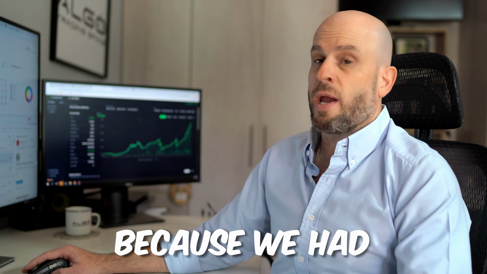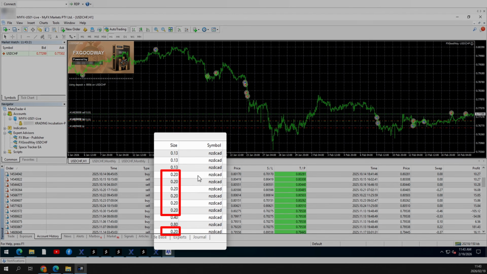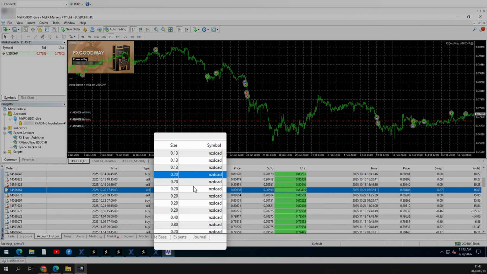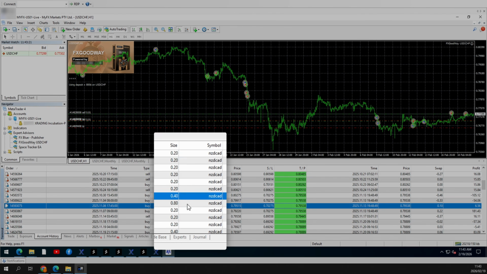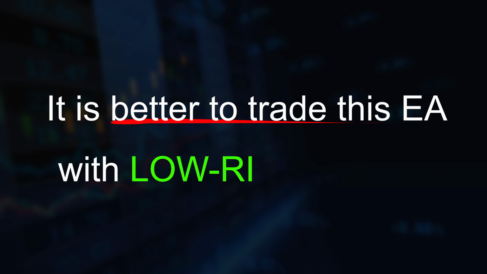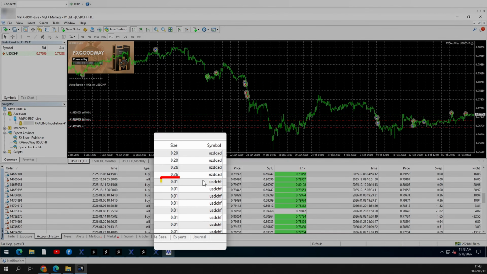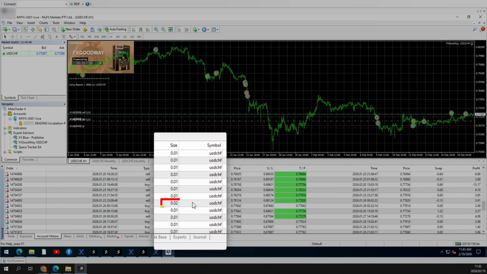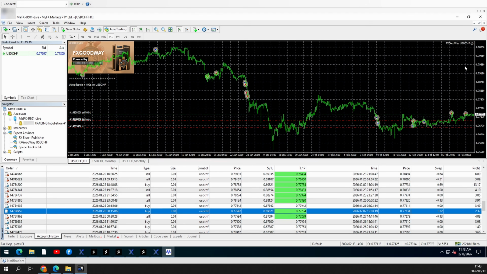Later on, because we had the AutoLots, which I'll show you in a second, it started trading bigger, and we then had it starting at 0.2 and the recovery trades were 0.4. There was one that was 0.8. Let's see if we can see anything bigger. No, that was the biggest one. However, what we realized afterwards, and this is what I'm going to show you, is that it is much more effective and much better to trade this low risk. So you can see that here our lot sizes were decreased to 0.01 with the recovery trades at 0.02. So let's take a look at the settings and I'll show you what we mean.